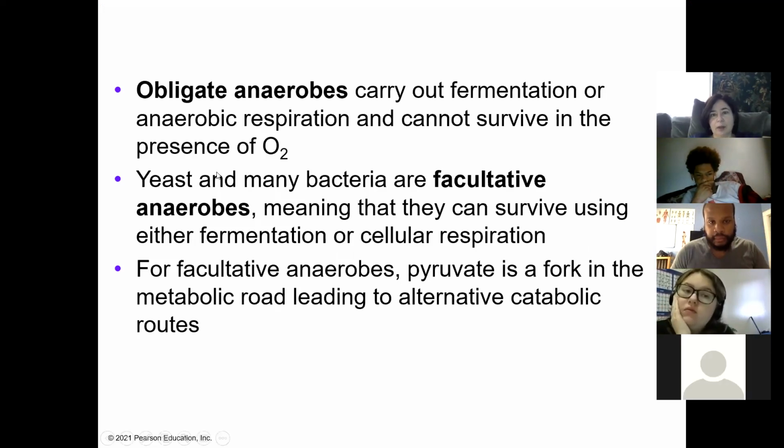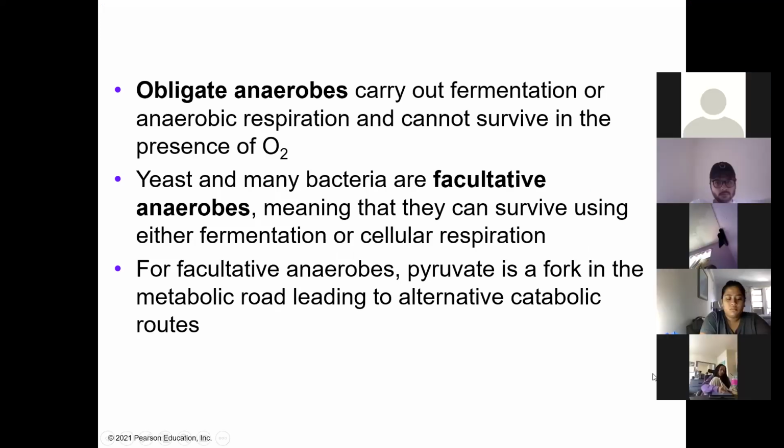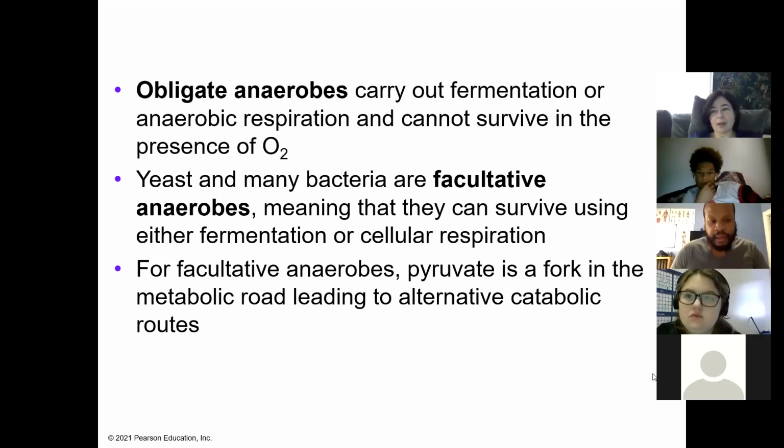Let me give you an example. There is a horrible bacteria called Clostridia. If this Clostridia infects a wound, it can cause gangrene. Have you heard about gangrene? Yes, I've heard of it. Yes, gangrene. It is still a number one reason for amputation.